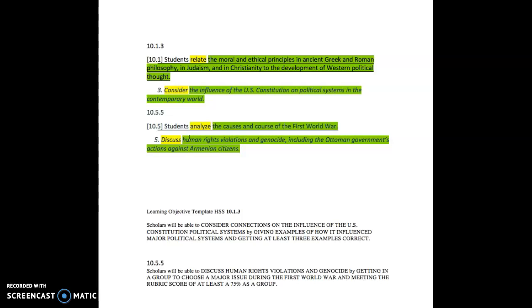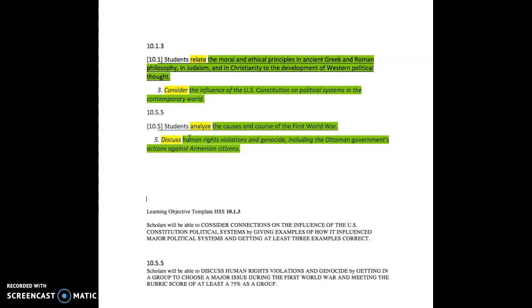And then as we move into 10.5.5, analyze is also being used as the verb for Bloom's taxonomy, and this would also fall under the analyze category. And then for the substandard 5, discuss is the verb being used, and that is more so to explain the ideas, and it falls under the understanding aspect of Bloom's taxonomy.